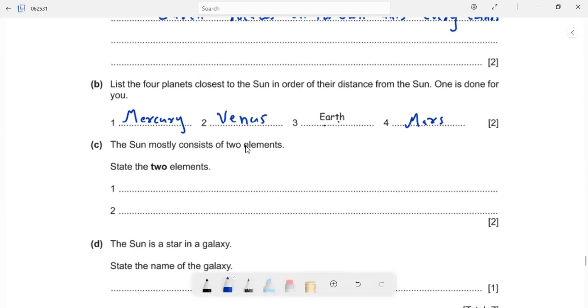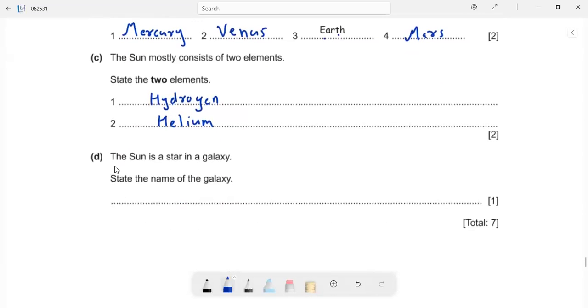The Sun mostly consists of 2 elements. State the 2 elements. The Sun consists of 2 elements, that is hydrogen and helium. The Sun is a star in a galaxy. State the name of the galaxy. We are in the Milky Way galaxy.